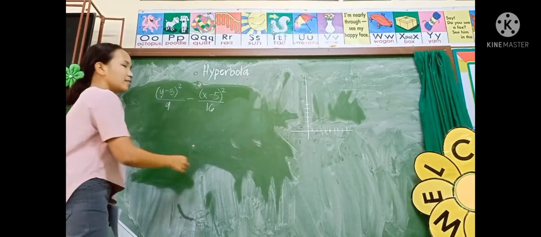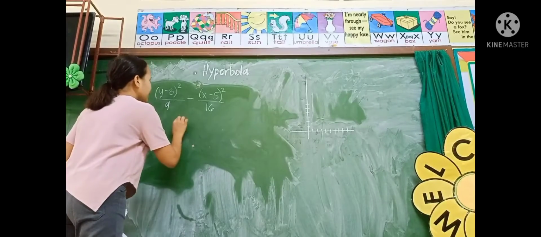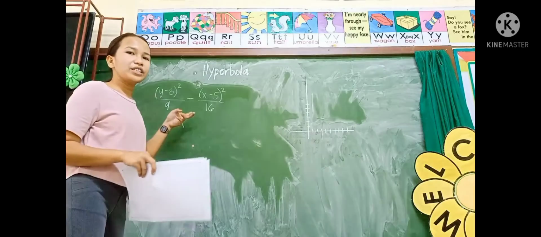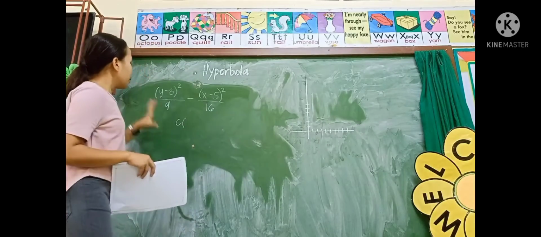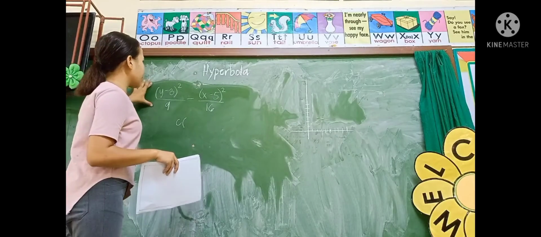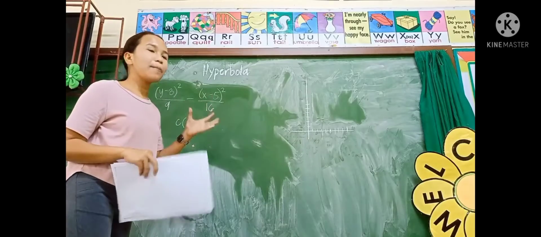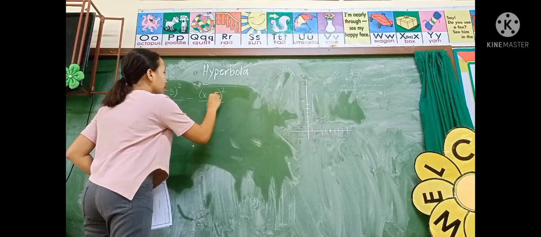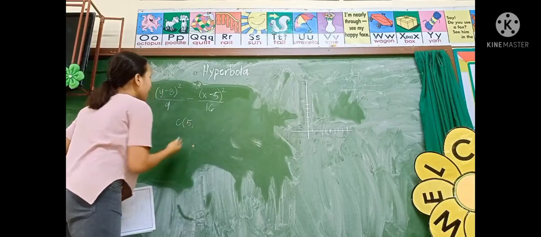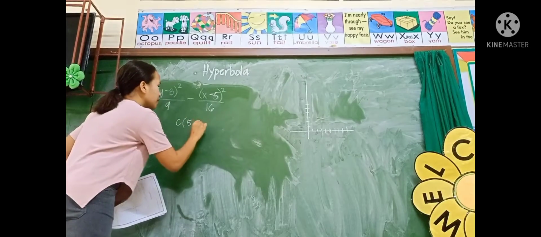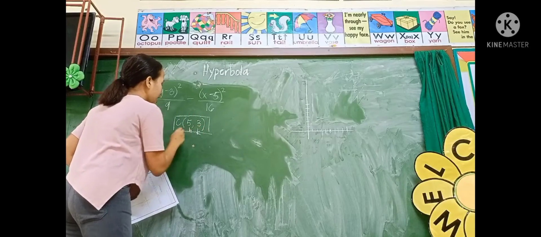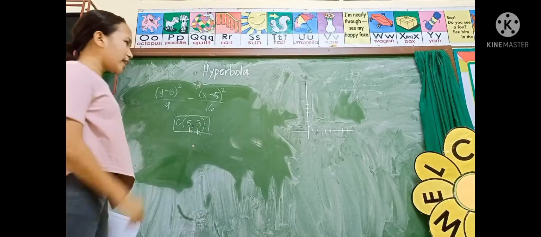So, first thing to do is to find the center. So, as you can see, the center is not in the origin. So, we can get the center from this given. So, ilalabas natin siya sa parenthesis at nagbabago ng sign. So, our negative 5 will become positive 5. And then our negative 3 will become 3. So, we have now our center, which is the H and the K. So, next thing to do is to find the C.